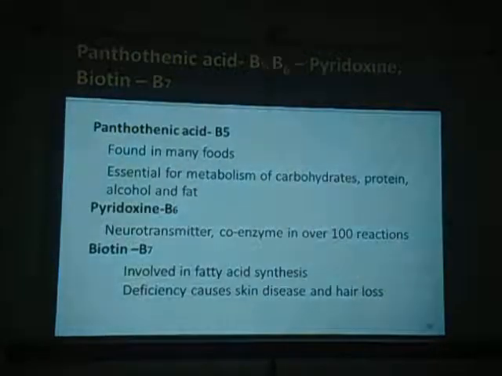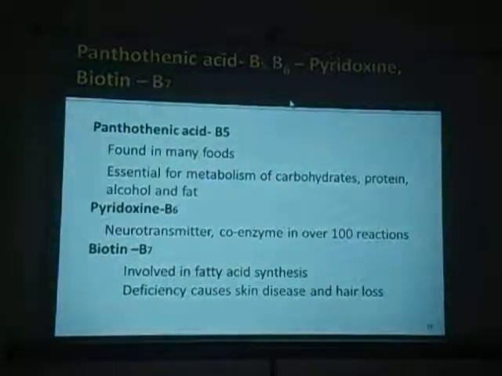Coming to the next, that is B5 pantothenic acid, B6 pyridoxine and biotin. Pantothenic acid is found in many foods and helpful in metabolism of the carbohydrates, proteins, alcohol and fat. And pyridoxine is helpful in formation of the neurotransmitter. It is coenzyme for more than 100 reactions. Pyridoxine is helpful in so many reactions. Biotin, B7, is involved in fatty acid synthesis, and deficiency of which can cause skin disease and hair loss.